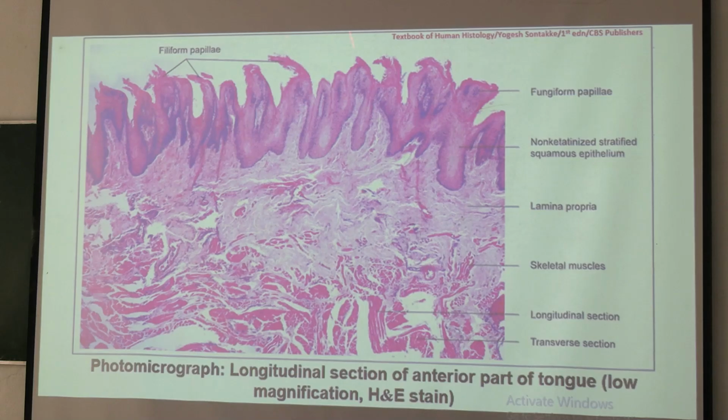These are the filiform papilla with keratinized tips. And here is one fungiform papilla lined by non-keratinized stratified squamous epithelium. After that, lamina propria, and here are the skeletal muscles, some longitudinal sections and some transverse sections you will see.